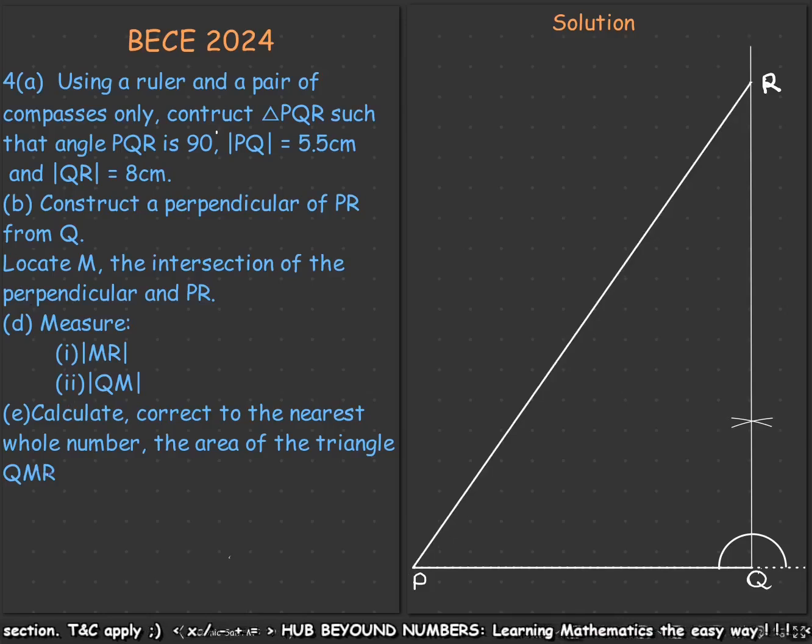So if you read the next instruction, it says you have to construct a perpendicular of PR from Q. This is constructing a perpendicular away from a point. Now, how do you do that? You need to stand at Q. Standing at Q, you open a compass at a suitable radius such that it touches 2 points on this line over here. You see? So what do I mean by that?